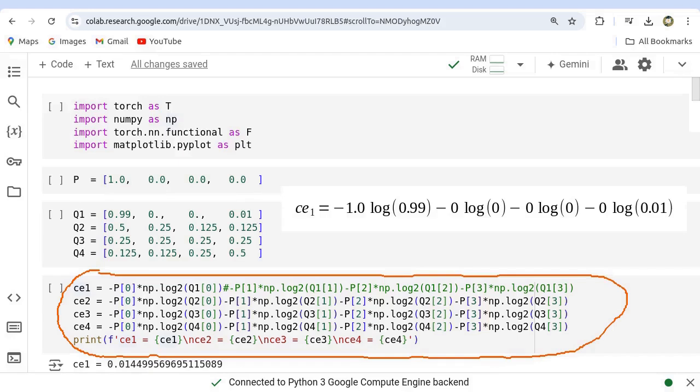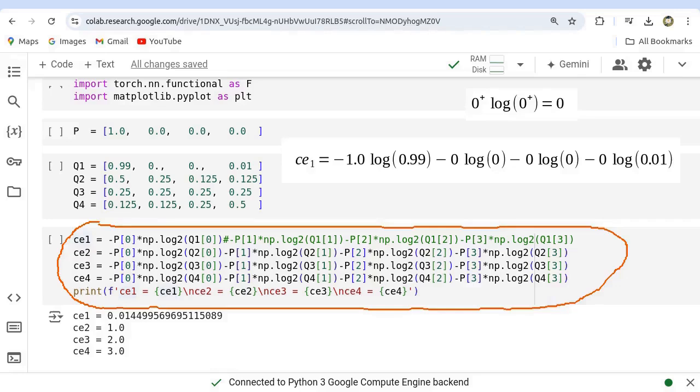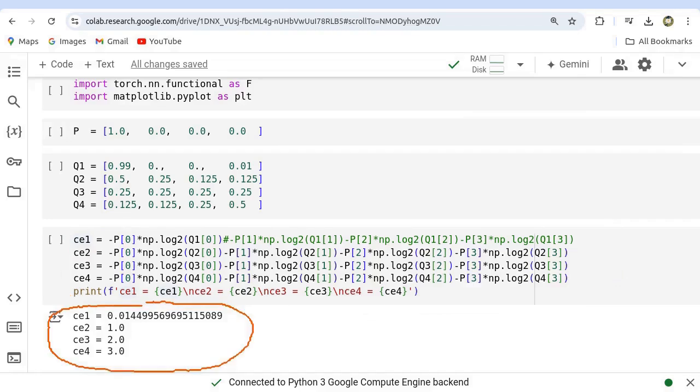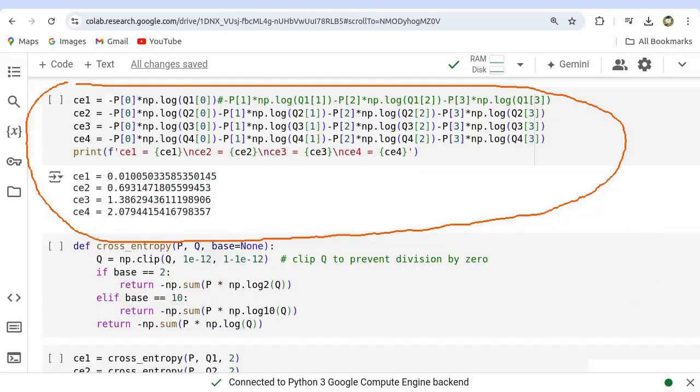Please note that the logarithm of 0 is undefined. In our case, we consider 0 probability as approaching 0 from the positive side. Therefore, according to L'Hopital's rule, 0 multiplied by log 0 equals 0. Please note that we take the logarithm base 2 for the calculations. We also calculate the cross-entropy values with the natural logarithm, log.